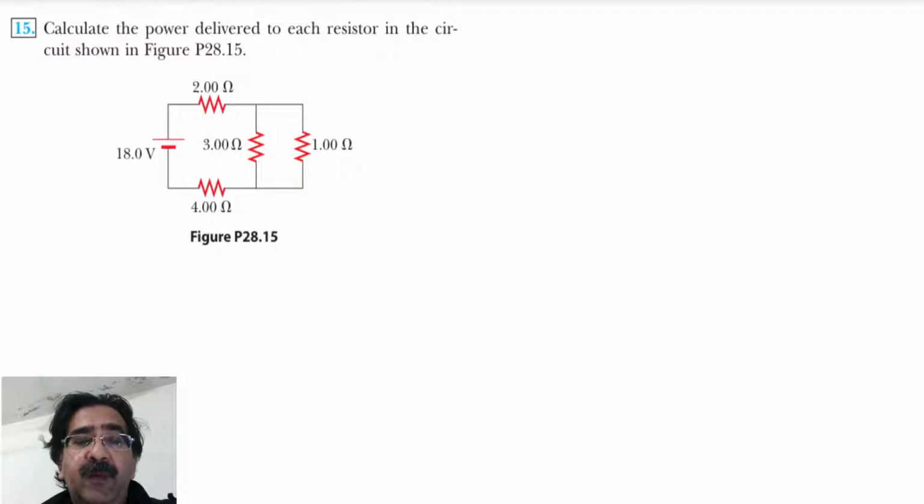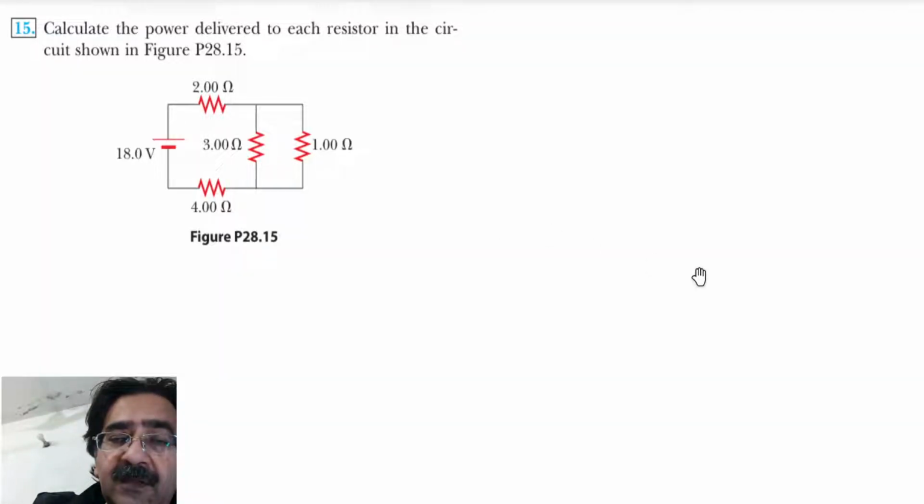We will discuss problem number 15 related to chapter 28. Calculate the power delivered to each resistor in the circuit shown in figure 28.15. This is the figure, and now we have to find the power delivered to all these resistances. There are two in series, and these two resistances are in parallel.